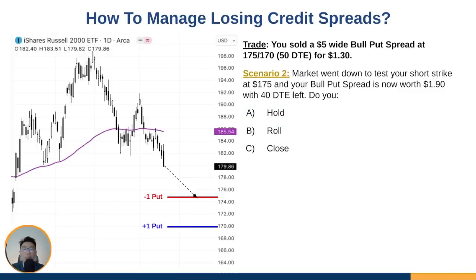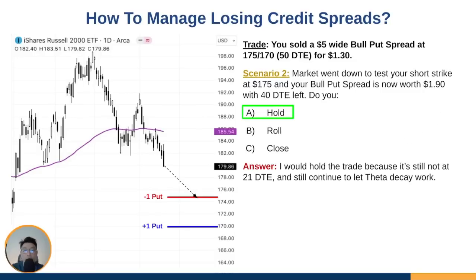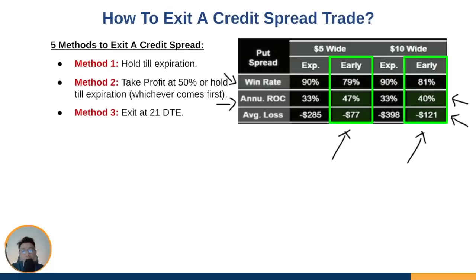Now, scenario number 2. What if the market has gone down and has now already tested your short put strike, and your bull put spread is now worth $1.90 with 40 DTE left? At this point, your loss is about 60 cents, which is $60. So do you hold, do you roll, or do you close? For me, the answer would be to just hold the trade. Again, it's still not at 21 DTE. Remember the table that I showed you earlier on. If you were to just exit at 21 DTE without even managing your profits at all, you're still going to get pretty good results.